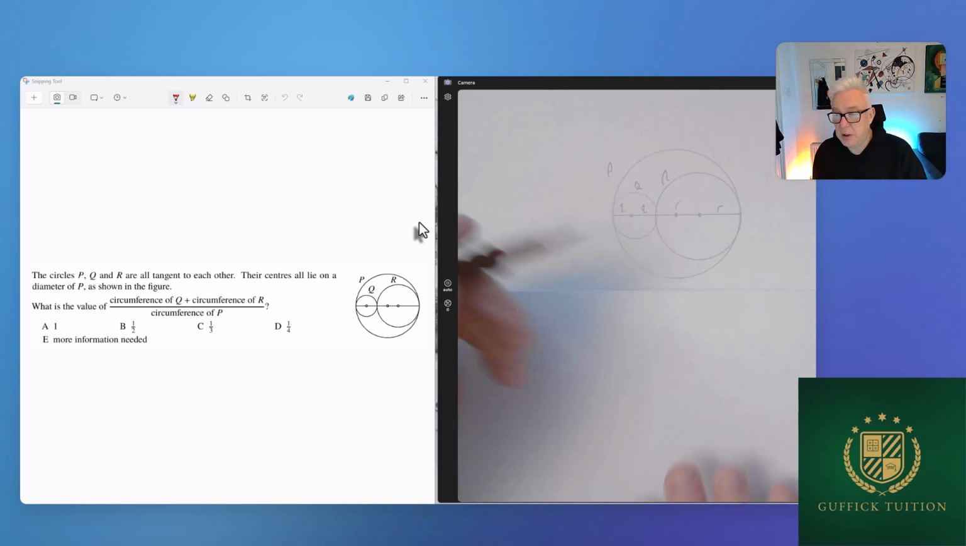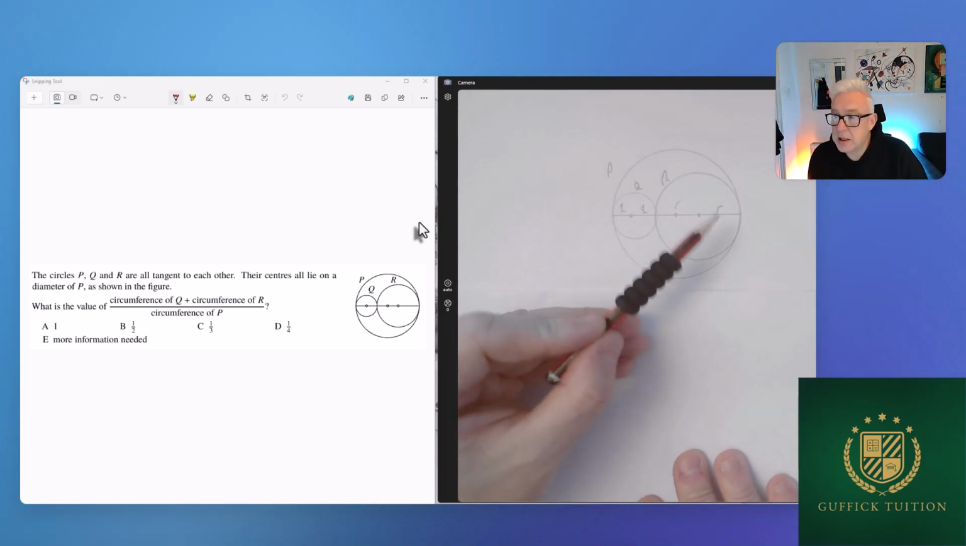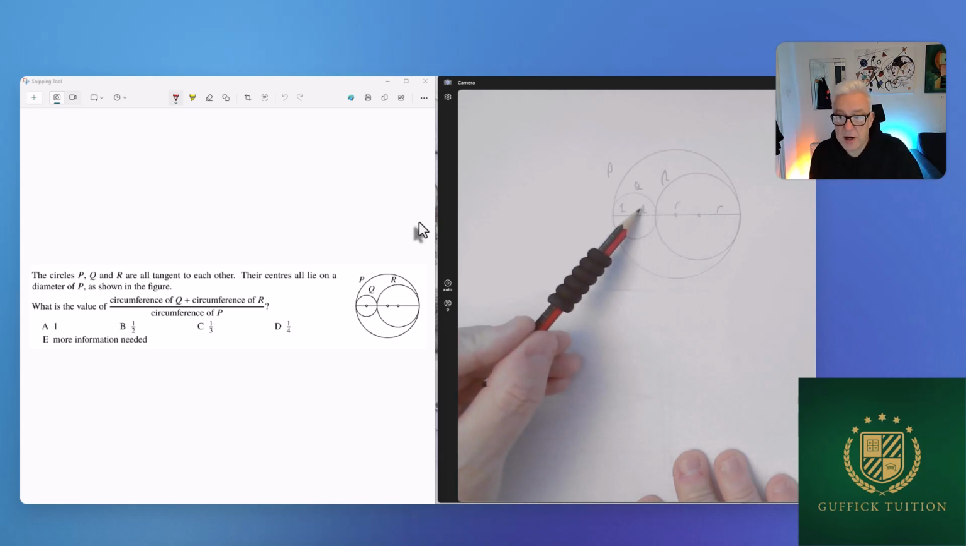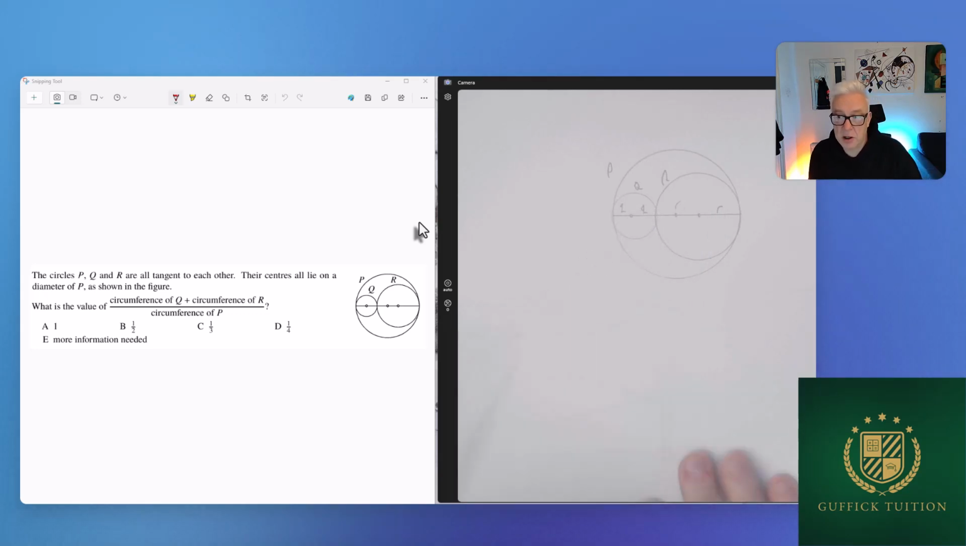So first of all, let's call the radius of R lowercase r, and let's call the radius of Q lowercase q. That means that the circumference of Q is going to be 2 times pi times q because it's 2 pi r, and the circumference of R is going to be 2 times pi times r because it's 2 pi r.